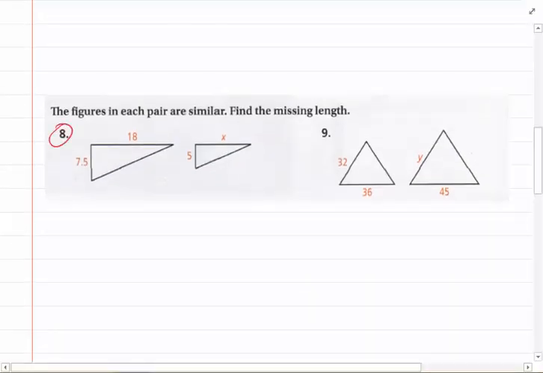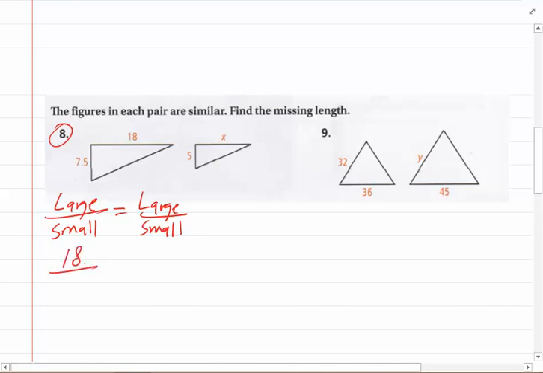Okay, let's move on to number 8. The figures in each pair are similar. Find the missing length. And we're going to set up a proportion using this method called large over small equals large over small, meaning a length from the large side corresponds to the smaller side x, as well as 7.5 corresponds to 5. If you solve this, you have to cross multiply up like so.